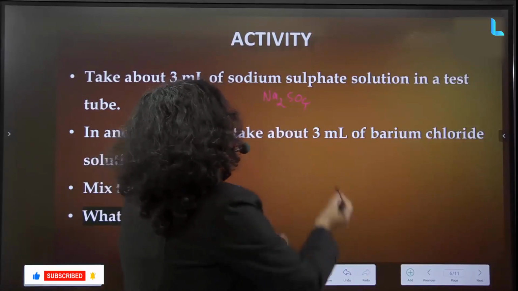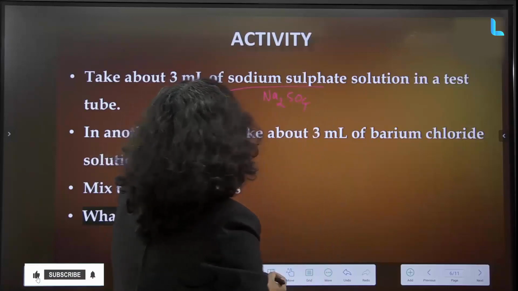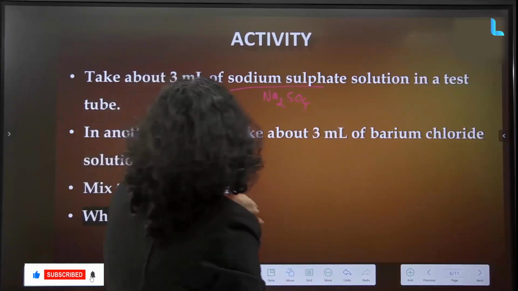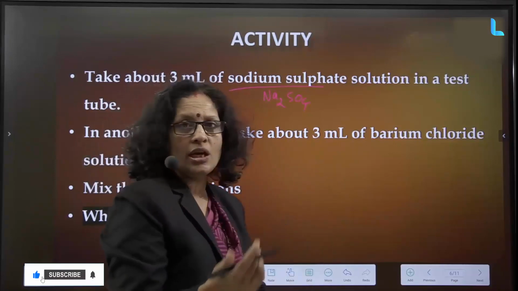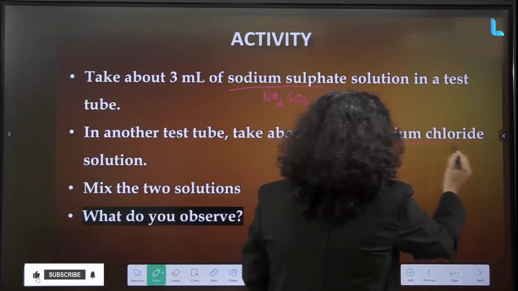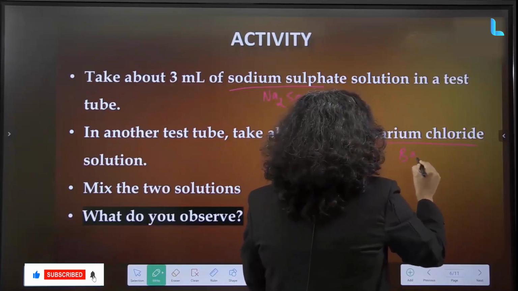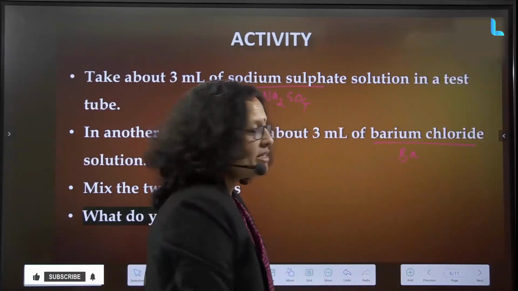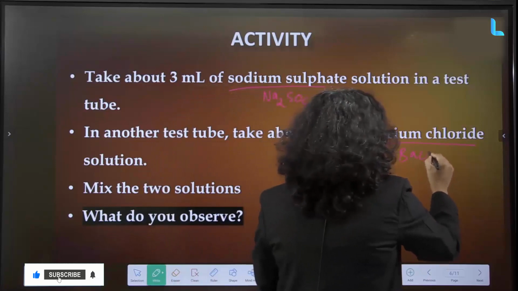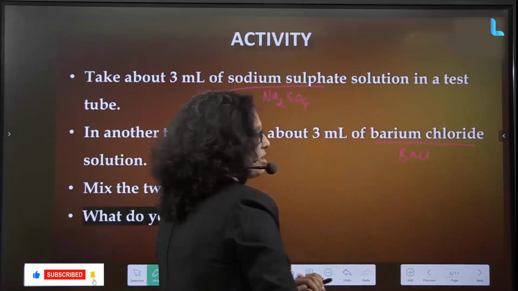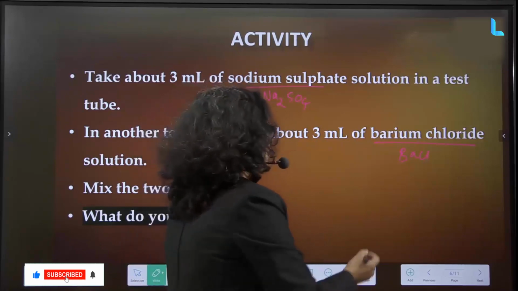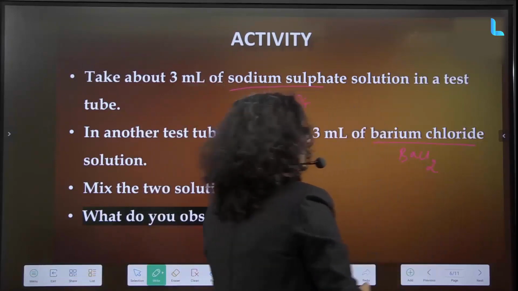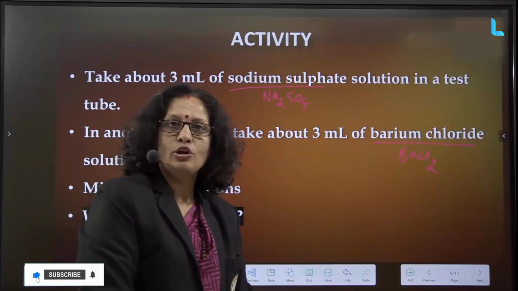Now, sodium sulfate. Take about 3 ml of sodium sulfate in a test tube. In another test tube, take 3 ml of barium chloride. What is the symbol for barium? Ba. What is the symbol for chlorine? Cl. But interchange of valencies will be there. Ba will have 2 plus, Cl will have 1 minus charge. So by the interchange of valency rule, the formula for barium chloride will be BaCl2.